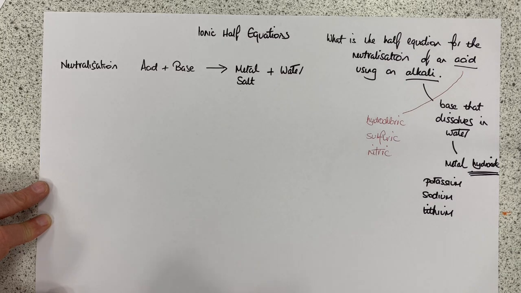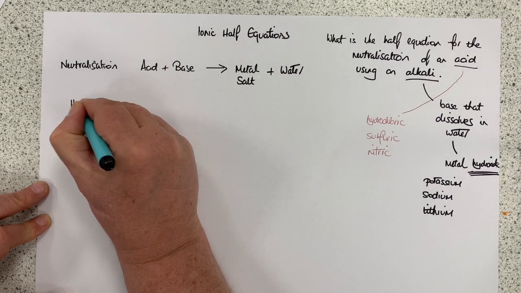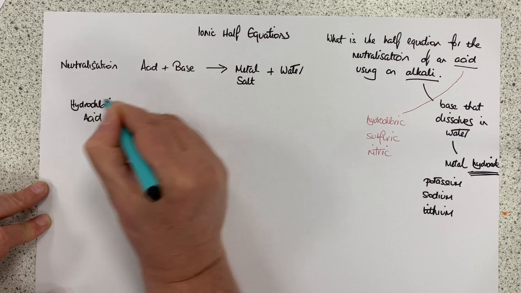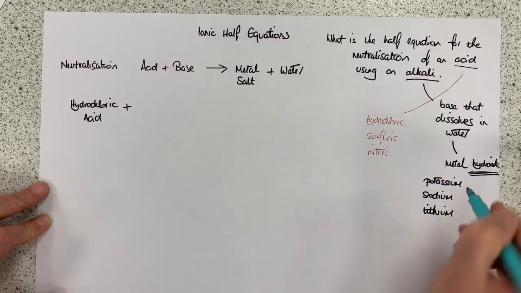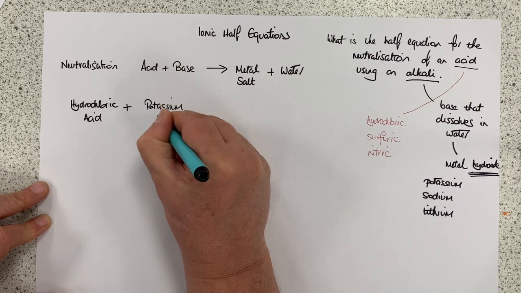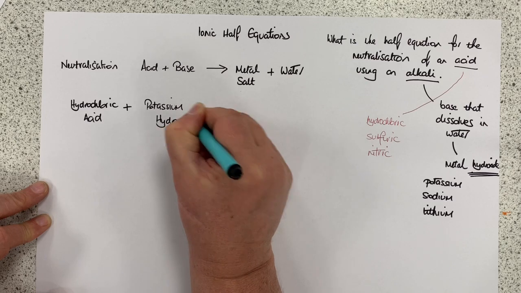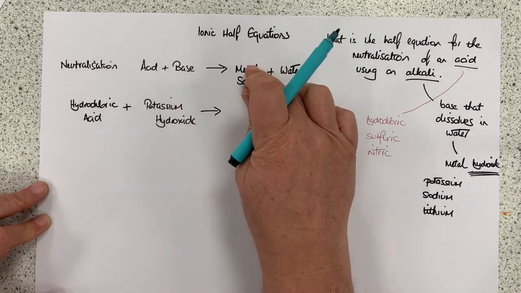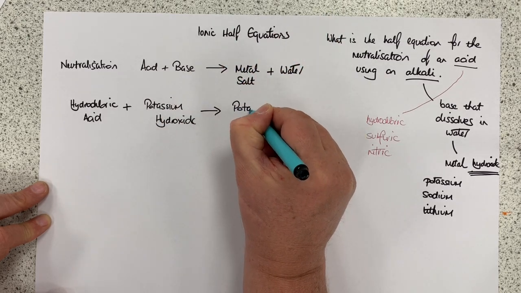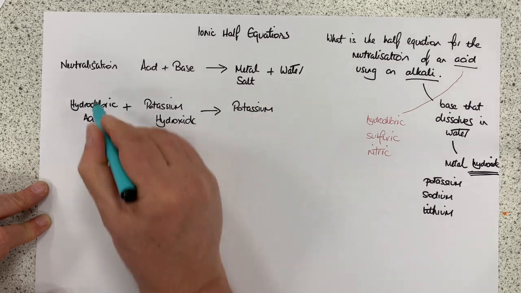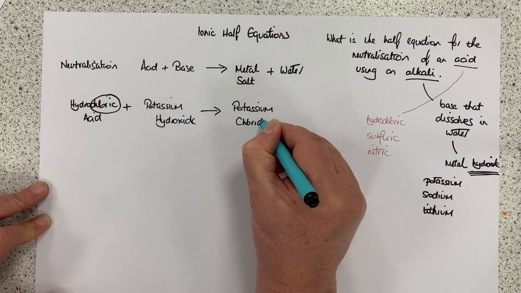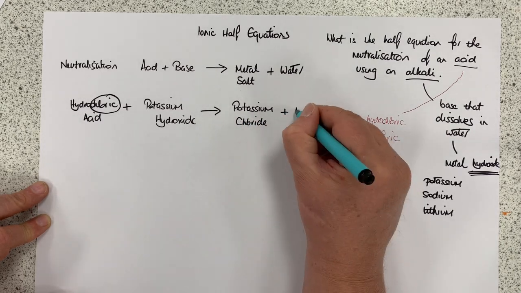So now we could say, for example, hydrochloric acid plus potassium hydroxide leads to the metal salt. Well, the metal is potassium, and the salt comes from the acid, and we know that hydrochloric acid produces a metal chloride. And the other bit is water.